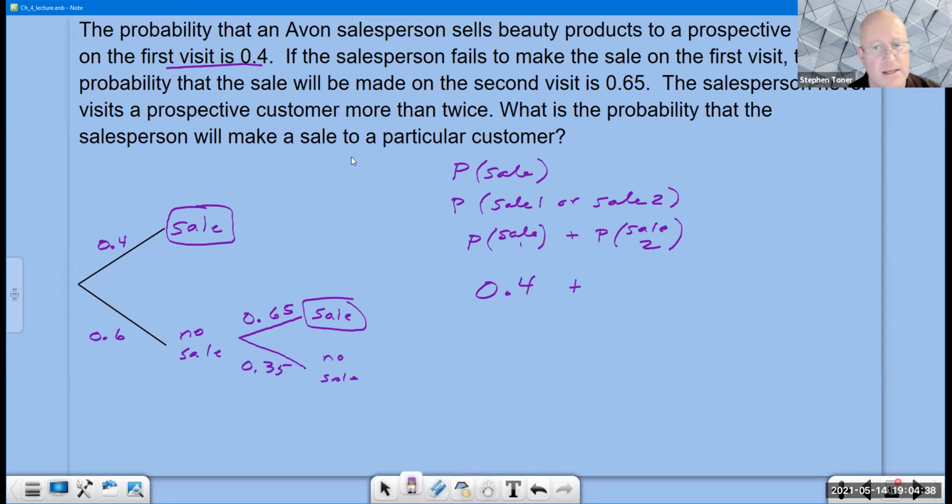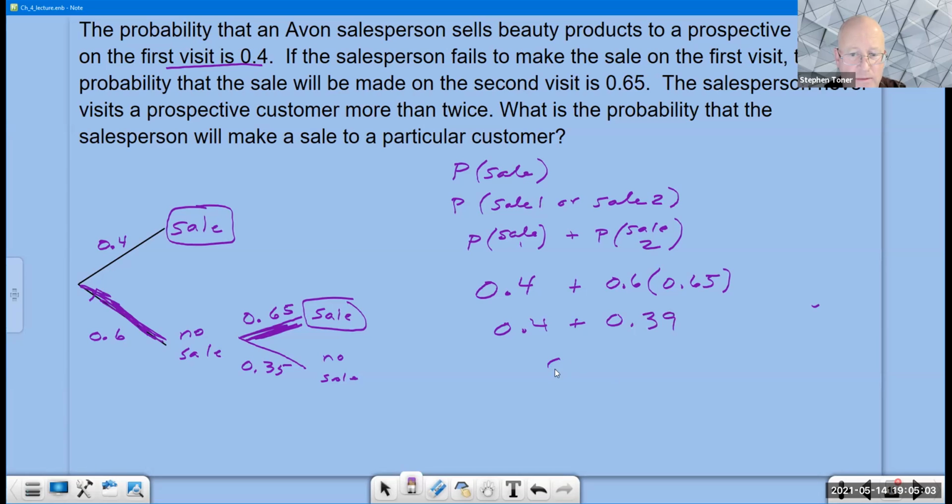Because in order to make a sale on that second attempt, you had to go through a failure first to get there. So technically, this is going to be 0.6 times the 0.65. That becomes 0.4 plus 0.39, and we have a final answer here of 0.79. So you've got to be careful here. You fall into the trap of conditional probability on this. And anytime something is specifically being done on the second trial, you have to take the first trial into account.